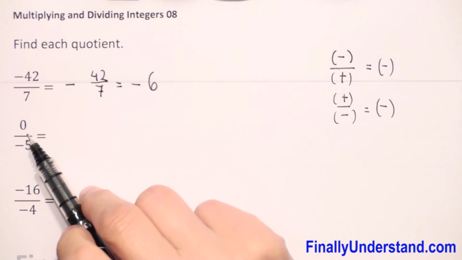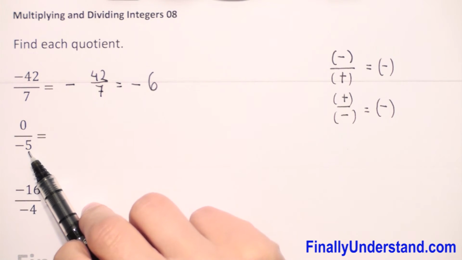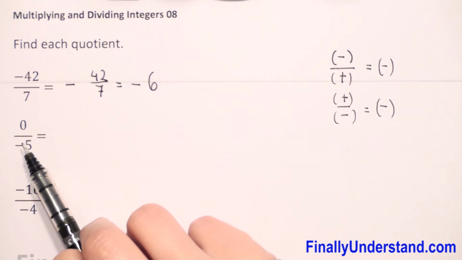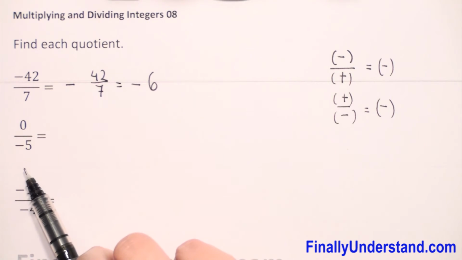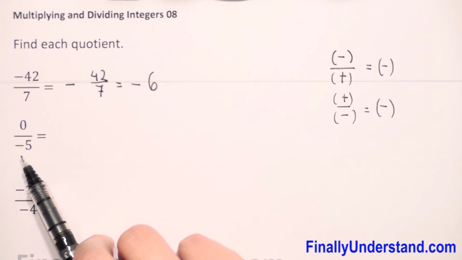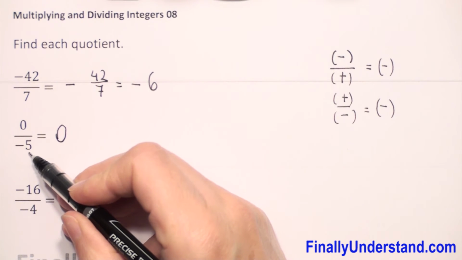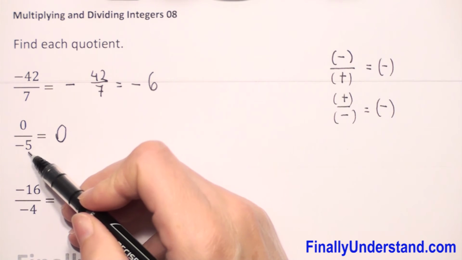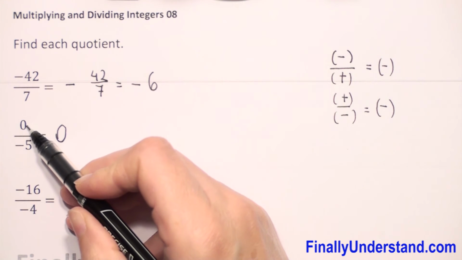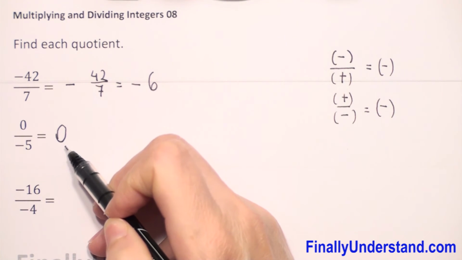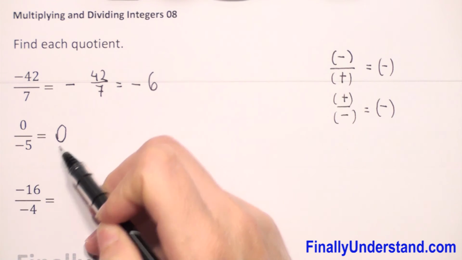Next example, we have 0 divided by negative 5. Dividend is 0 and divisor is not 0. So the answer will be 0. It doesn't matter if we have in denominator positive number or negative. If it is different than 0 in denominator and we have only 0 in numerator, the answer is always 0.